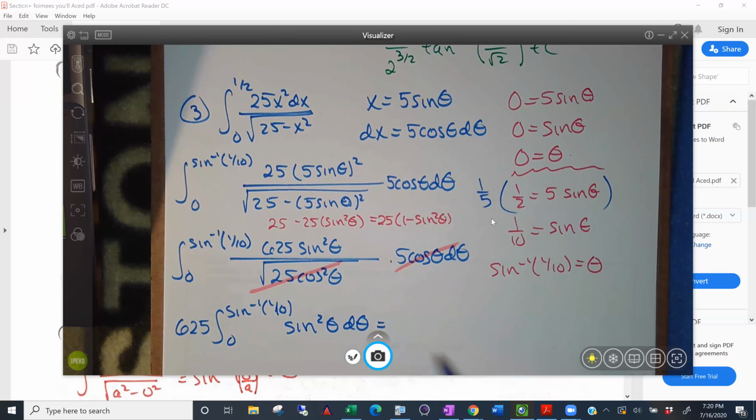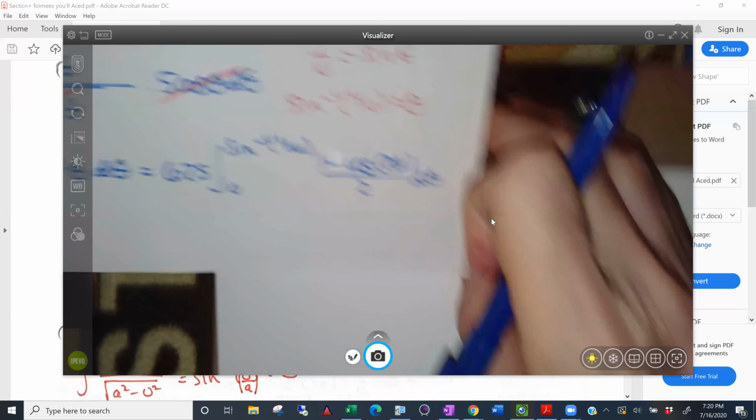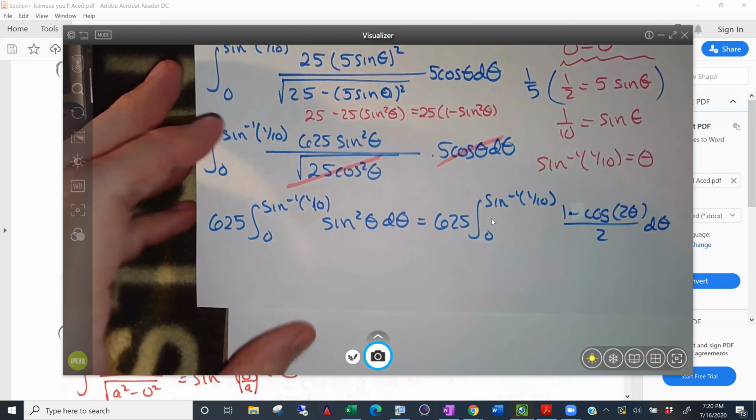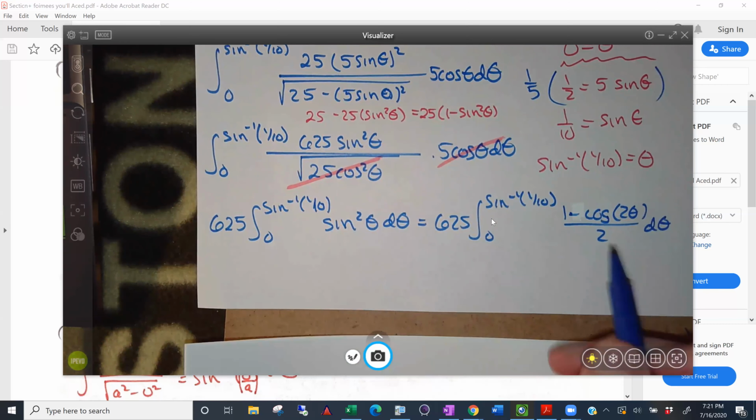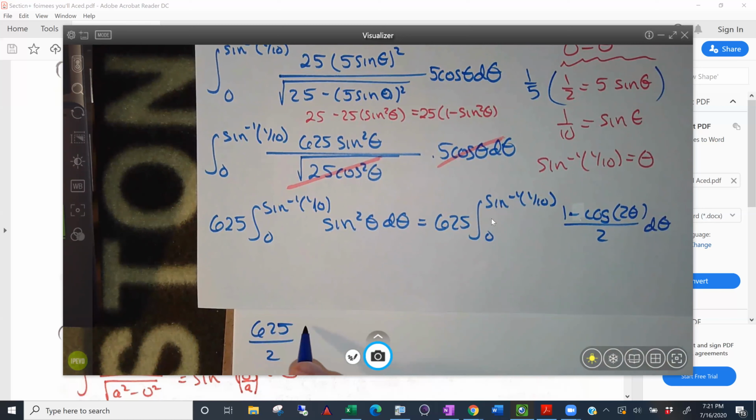Let's do that. That's going to be 625 times the integral from 0 to sine inverse of 1/10 of 1 minus cosine of 2 theta, all over 2, and then our d theta term. And let's continue. I'll take the 2 out and integrate that. So 625 over 2, and the integral from 0 to sine inverse of 1/10 of 1 minus cosine of 2 theta d theta.